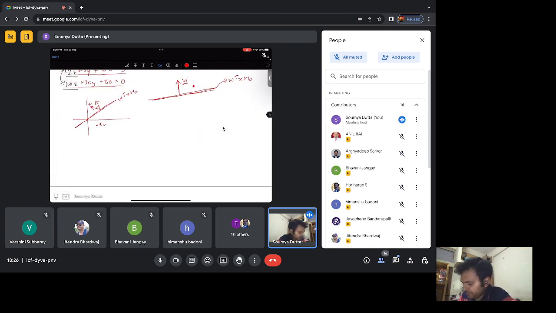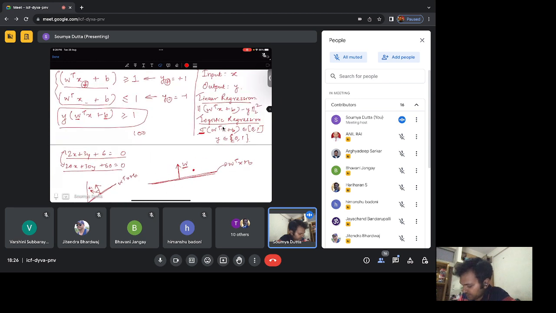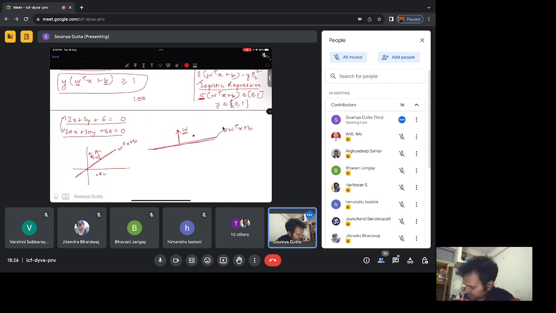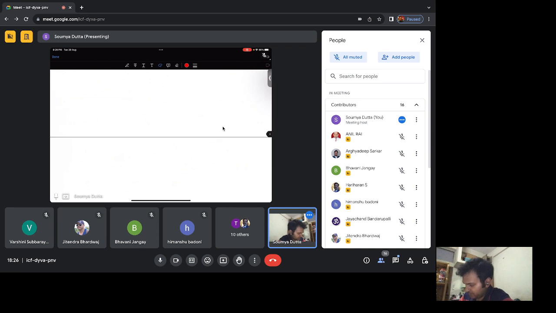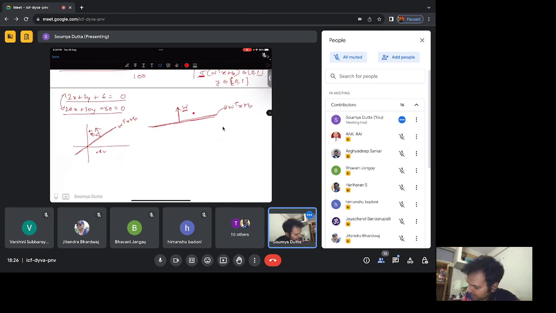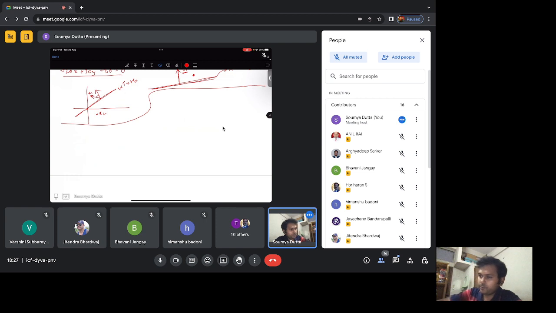So where was I? Yeah, now if you consider these constraints, you have these constraints. Now let's come to the margin formulation. I have to draw a diagram here. Let me try to draw the diagram as best as I can.